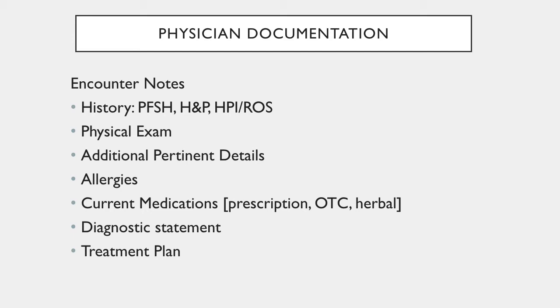Documentation of the physical exam. You know, the doctor says, I looked down the throat, I looked in the ear, I took my stethoscope and I listened to the chest, and so on. Heart, lungs, all that good stuff. Okay, allergies, current medications, which should include prescription medications, over-the-counter medications, and herbal remedies. Herbal remedies still mix with other drugs, and bad things can happen. Diagnostic statement and the treatment plan, which is where we're going to get our codes from.